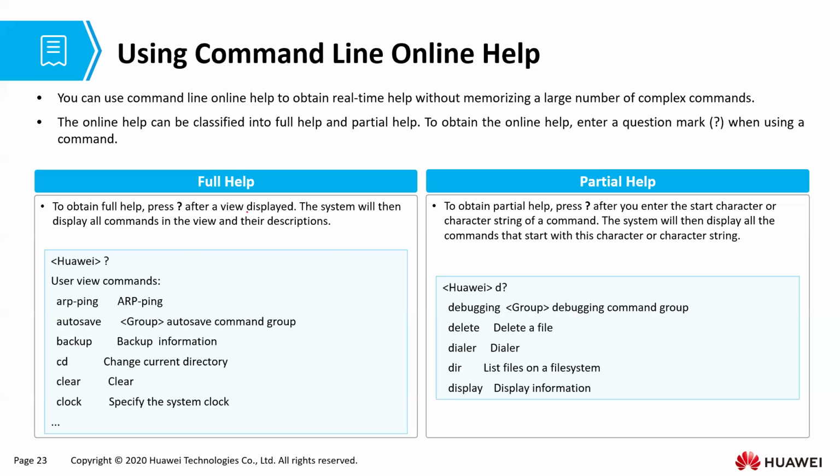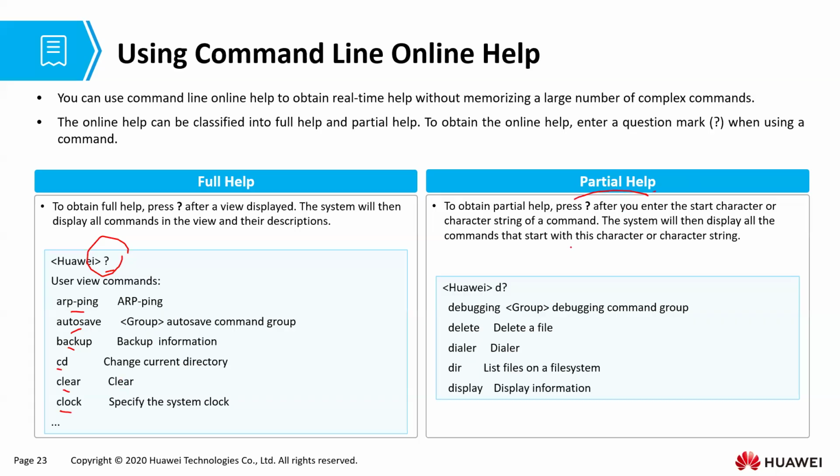Using command line online help, this is making use of the question mark. For full help, when you enter a question mark, it basically shows you the commands that you can input in that specific view. So in this case, in user view, you can see when I enter a question mark, these are the things that I can do in that view. If you don't know what command to input, just put in a question mark. It can help you get an idea of what you want to do.